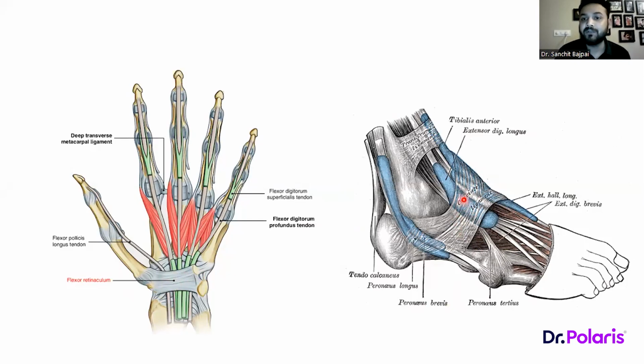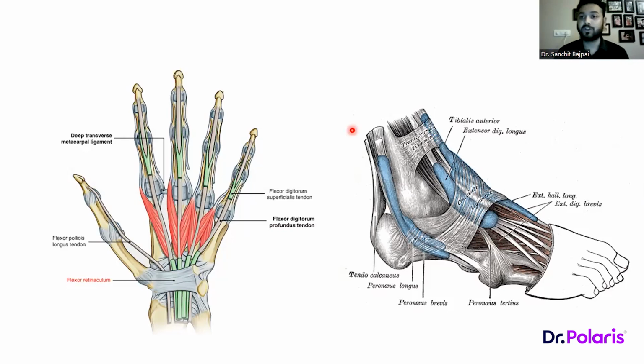Now see this retinaculum. Why has it been present? Beneath it there are so many important tendons, nerves and vessels passing. So the retinaculum acts as a pulley, so that various tendons, blood vessels, nerves and lymphatics can pass and don't get damaged. They are present over the wrist.